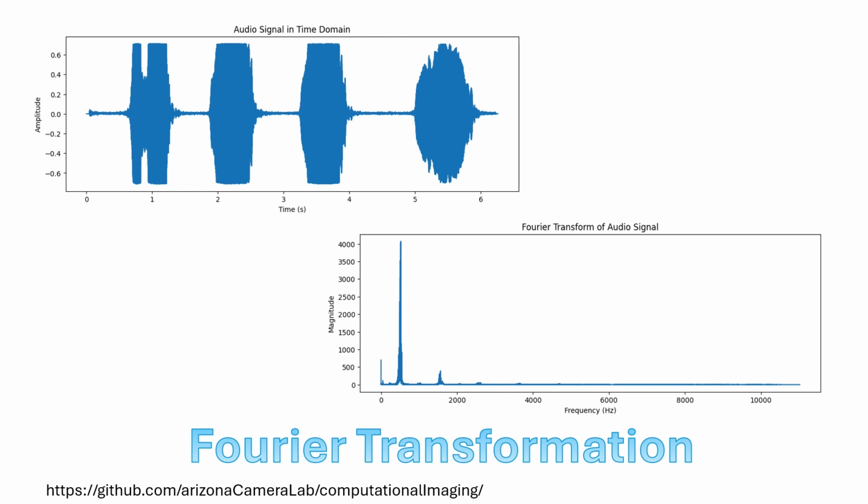And somehow the Fourier transform has frequencies going up to 10,000 hertz, and we see peaks at some specific values of frequency. So before we get into exactly what that is, let's play the sound again just to remind you that we have these four peaks.